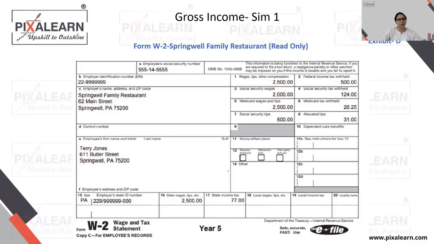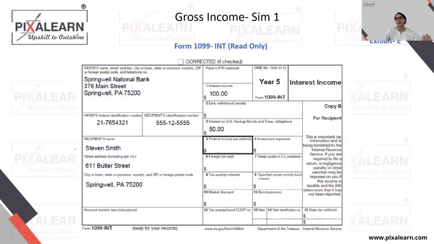Now we go to Springville Family Restaurant. I don't know what this is. Oh, this is Terry Joe's. Can anybody tell me what this is? We've not come across this yet. So I'll just register that there's another W2 given. I don't know it yet, so I'm going to skip this and go to the interest file.